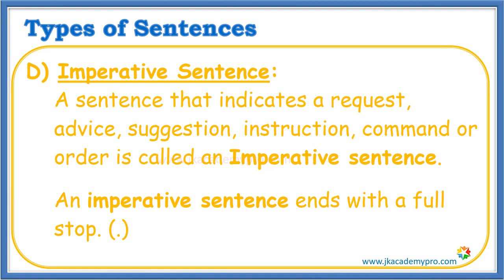The fourth type of sentence is an imperative sentence. A sentence that indicates a request, advice, suggestion, instruction, command, or order is called an imperative sentence. This means that any sentence that tells us about an order or a request or a suggestion or an instruction, or maybe advising somebody, is an imperative sentence, and imperative sentences end with a full stop.